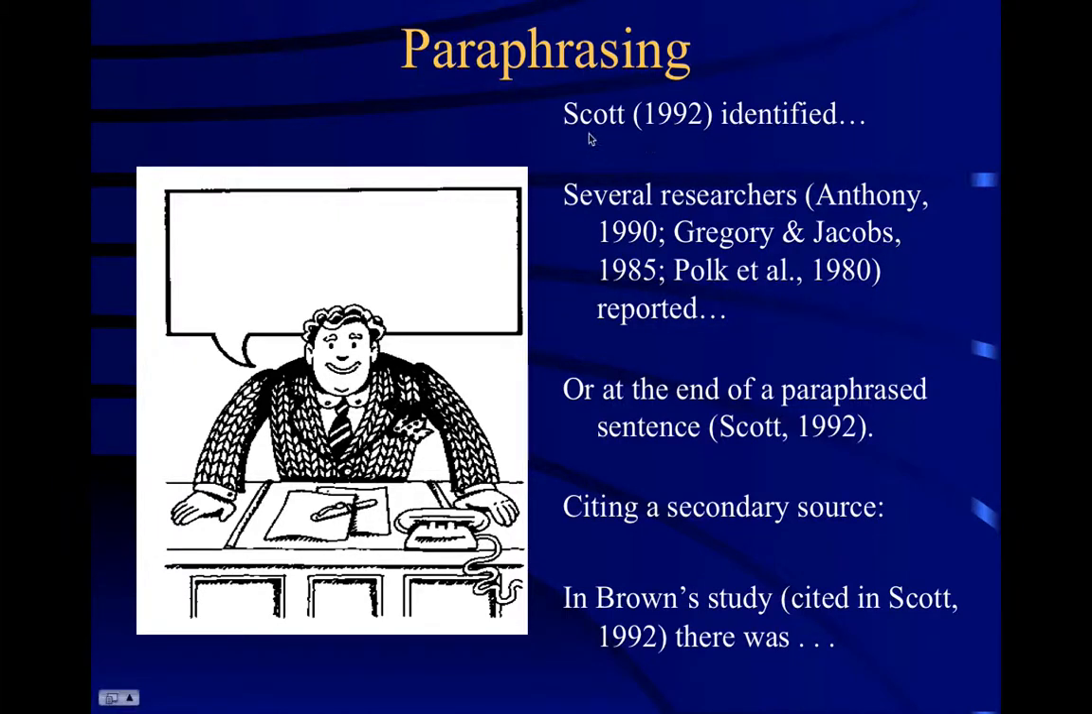Like this, Scott 1992, identified that. Start the paragraph out with stating the actual authors' names, either like this or at the end of the sentence like this. And then the rest of the paragraph, you do not need to cite their names unless you want to refer to their name, because you've already cited them in the very first sentence. That way we will just assume the rest of the paragraph is from those authors.